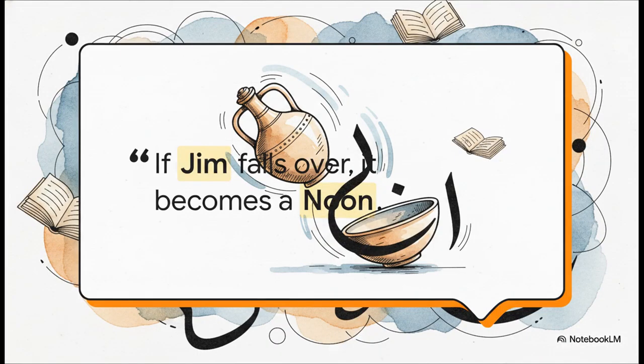And this actually brings up a really fun way to remember these shapes. The source material points out that a lot of these letter shapes are related. So if you imagine the letter jim, which kind of looks like a big hook, and you imagine it falling over, it starts to look a whole lot like the bowl shape of a noon. It's a little weird, I know, but trust me, it's a great way to remember it.